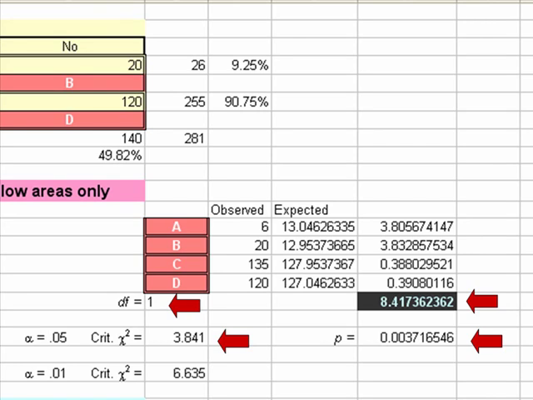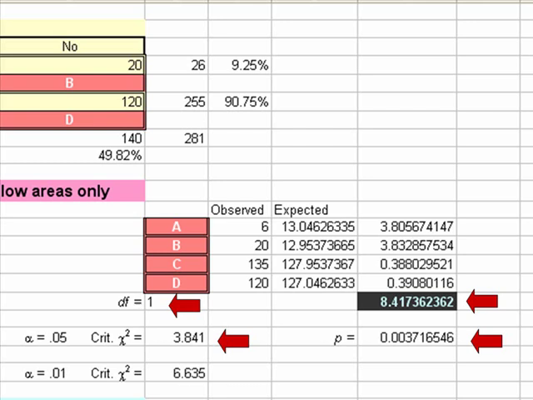There's also our critical value at an alpha of 0.05, which is 3.841. If we wanted a 0.01 value, we would have used 6.635. And we see our p-value. Now remember, our p-value tells us the probability of our being wrong if we reject the H0. In this case, it says our probability of being wrong is just 0.0037, which is pretty low.